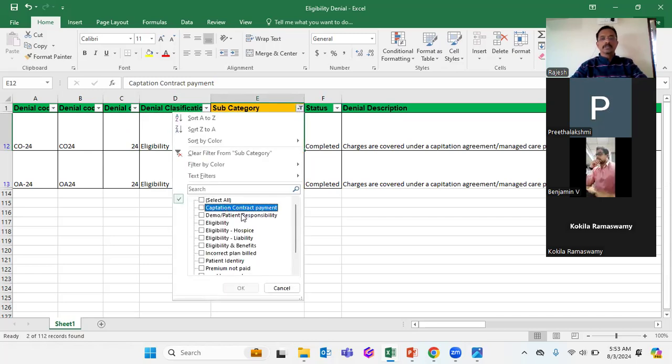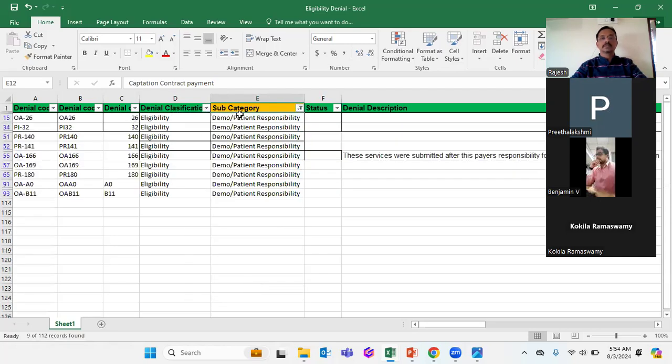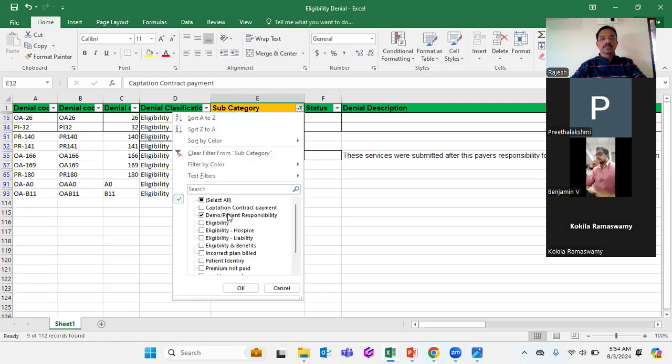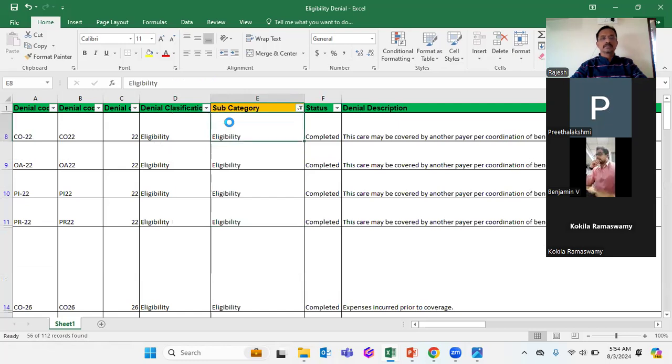Okay. And the same way, if you come to the demo or patient responsibility, what all the categories are coming in this particular segment? That's what I'm trying to give you the detail. If you consider eligibility and eligibility benefits, both will be the same. I'll go one by one. Eligibility, it's a general eligibility denial.